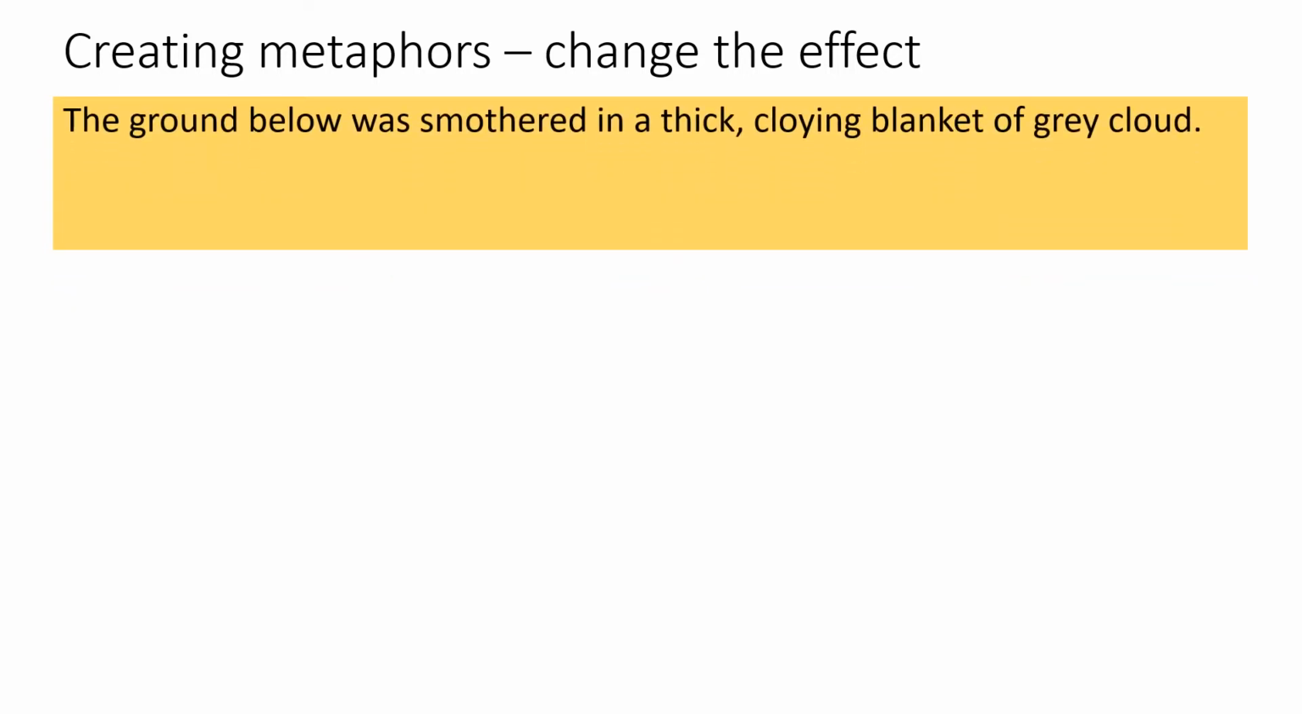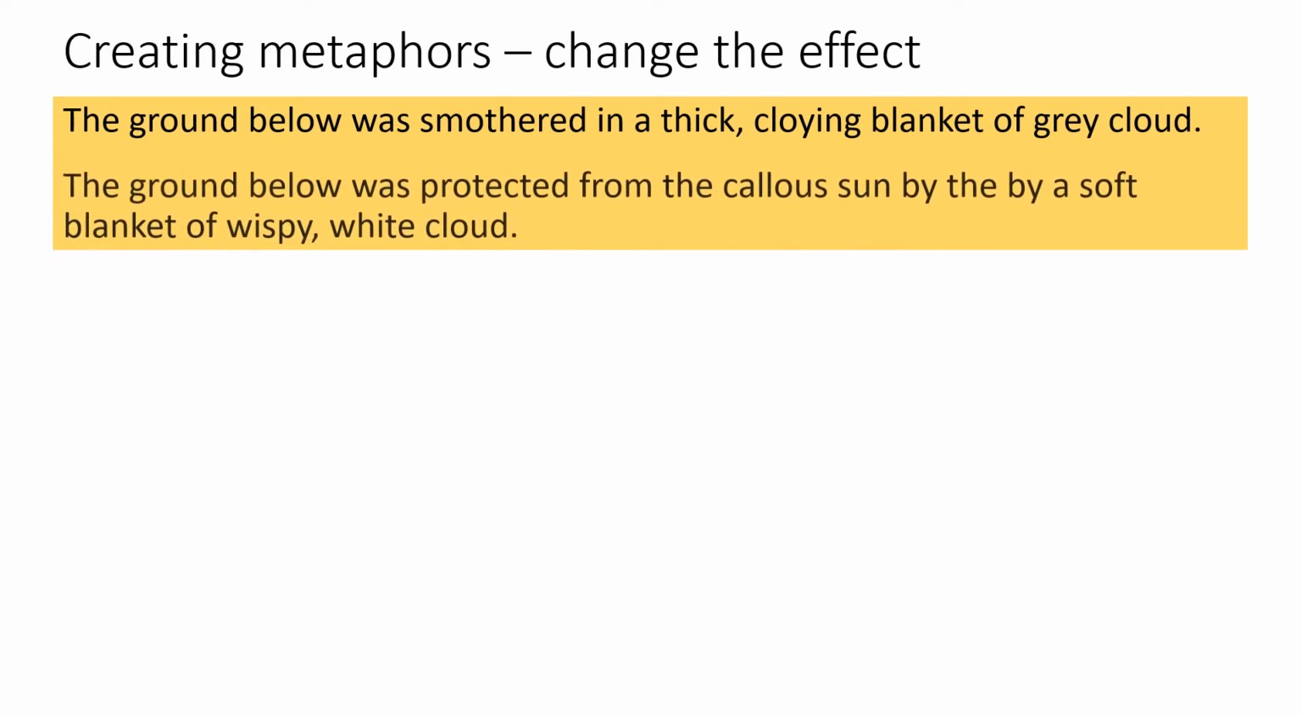So let's have a look at how you might use these symbols as part of your metaphor and the way in which you can change the use of the symbol to change the effect of the metaphor. So let's take a blanket, for example. The ground below was smothered in a thick, cloying blanket of grey cloud. Here the blanket is something smothering, something claustrophobic, something repressive.